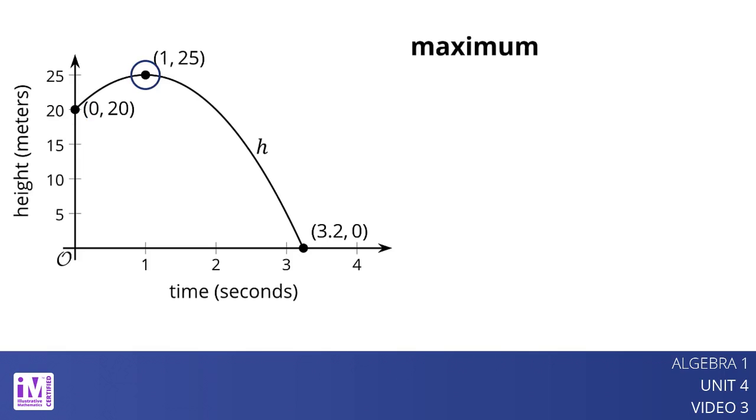The point (1, 25) is the highest point on the graph, so it is a maximum of the graph. The value 25 is also the maximum value of the function h. It tells us that the highest point the ball reaches is 25 feet, and that this happens 1 second after the ball is tossed.